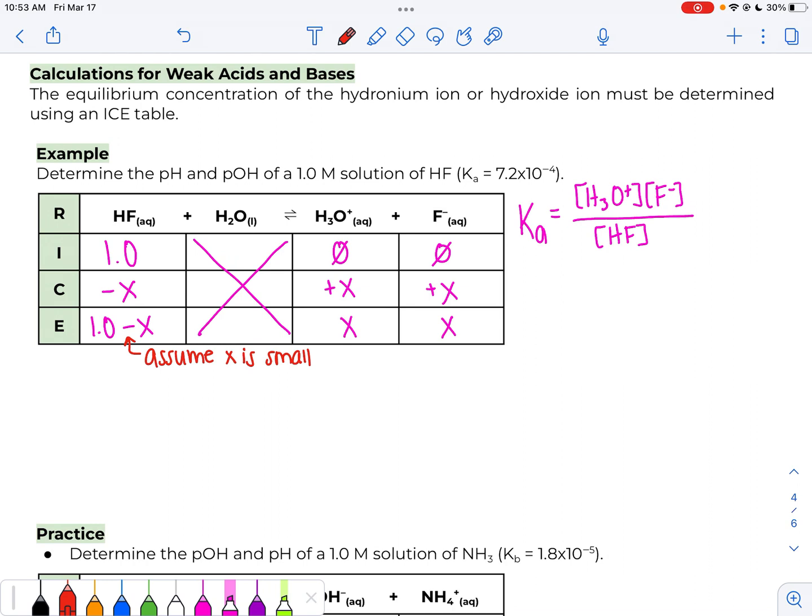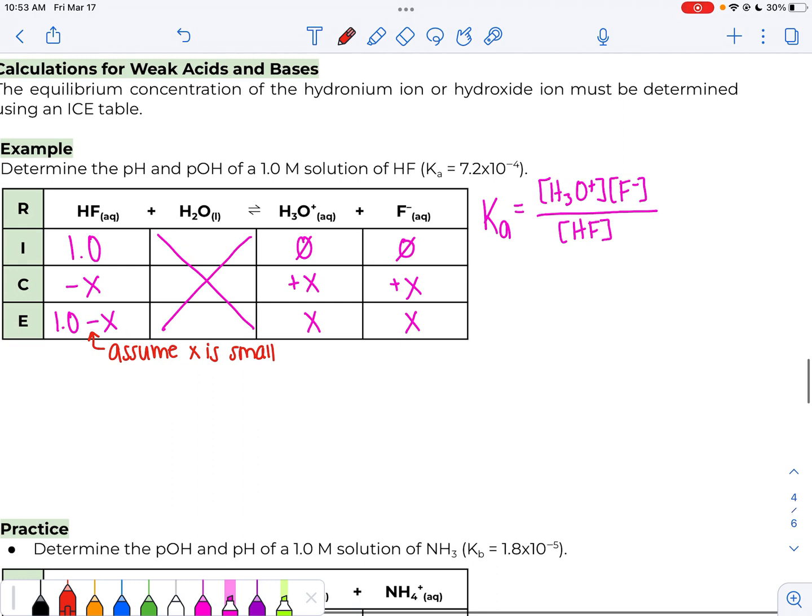Okay. Awesome, great. When we do that, we end up with the fact that X is going to dissociate, but it's so negligible, the concentration is not going to change that much because it's a weak acid, that we're just basically going to call it 1. Okay, so let's go back to our Ka expression. We know that Ka is equal to 7.2 times 10 to the negative fourth. Concentration at equilibrium of hydronium is X. Concentration of fluoride is also X. X times X is X squared. Love to see it.